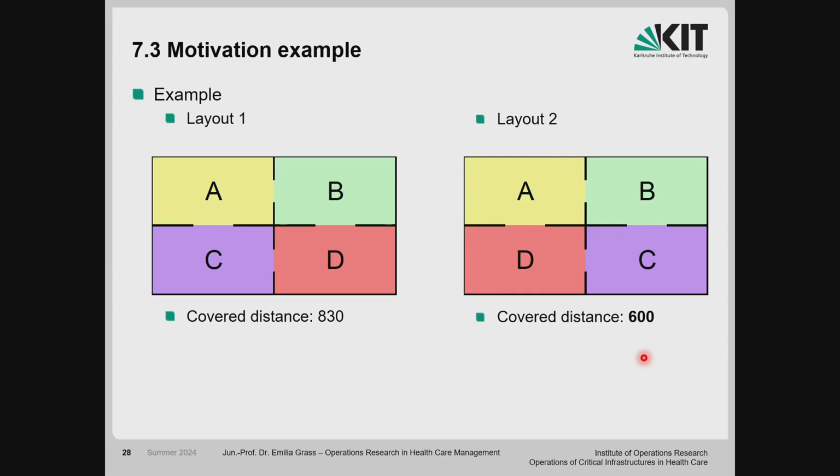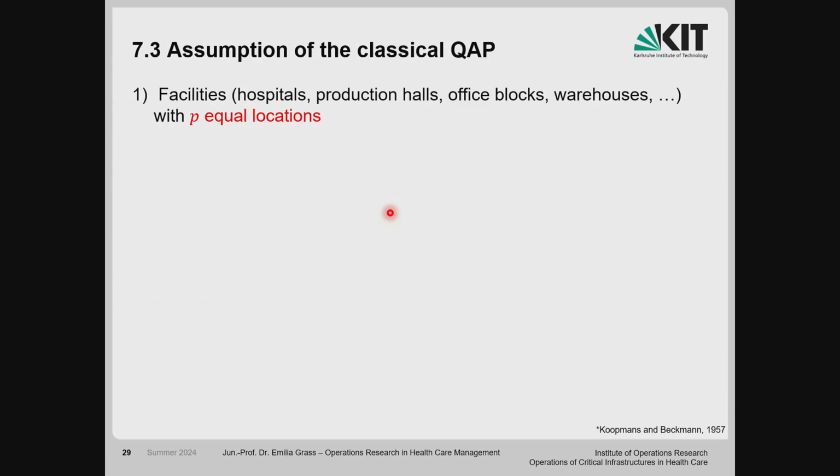Okay, but you see you have 4 opportunities, so 4 departments. How many possibilities do you have to arrange these A, B, C, D to these 4 rooms? Okay, so you have a lot of opportunities, and this is a small example. You can arrange that in many ways. So the assumptions for the classical problem are facilities with P equal locations.